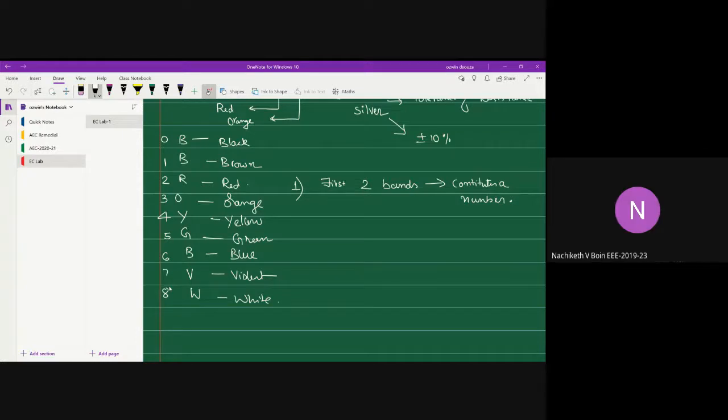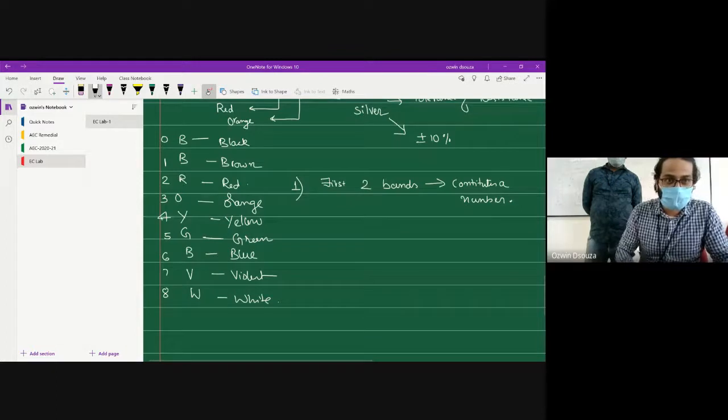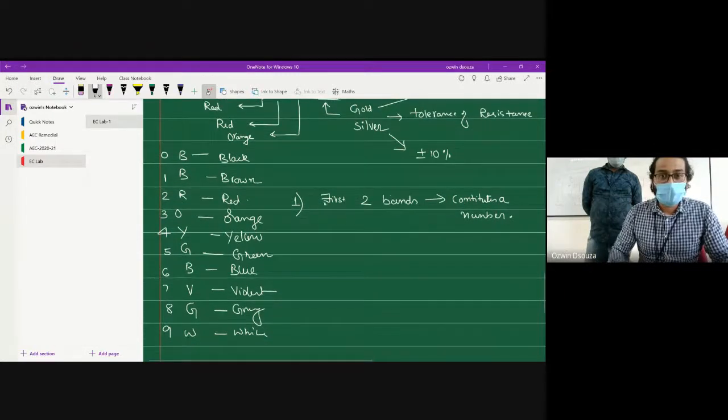Sir, after violet, I guess it's gray. Gray. Yeah, see, that's what I said. Good man, very good. So that G I missed out. Excellent. Gray and white. That's what I should reach, 9, and I wasn't reaching. I was in trouble then. Okay, fine. So red and red, right? First two bands, red and red. So write down 2, 2.